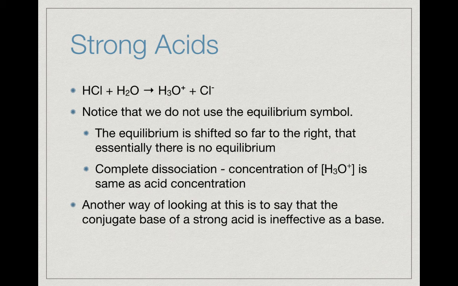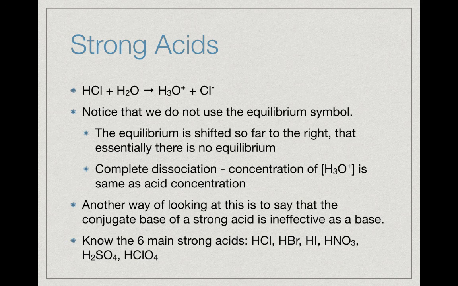So another way of looking at this in terms of our conjugates is to say that we have a very strong acid, and the conjugate base of your strong acid HCl is going to be the Cl minus. And we don't think of the chloride ion as being a base in any way. It really has no base properties, and so the stronger your acid, the weaker its conjugate base, and so your actual strong acids have ineffective conjugate bases. So we don't consider the chloride ion to have any base properties at all.